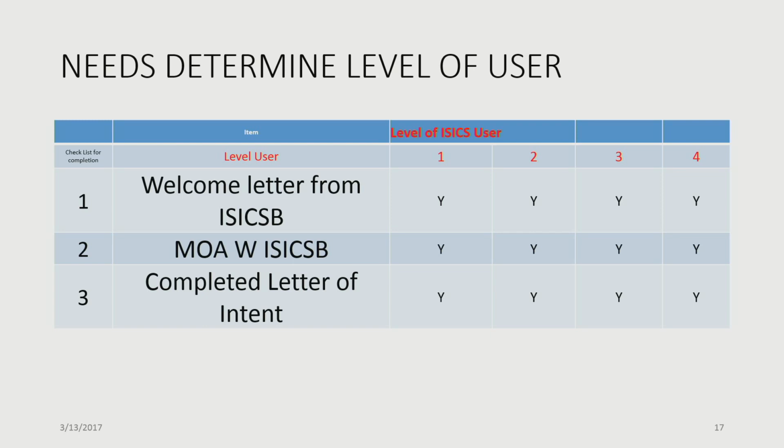First they would say, hey, we're interested in doing this, and you get a welcome letter back from ISICS, and a copy of the MOA that would be required because, of course, it's government entity to government entity, so the lawyers have to do the review of that. After you've reviewed those 2, the entity would complete a letter of intent and submit it. Whether you're a level 1 to 4 user, everyone has to do the same thing. Sean, if you could give me the next slide.